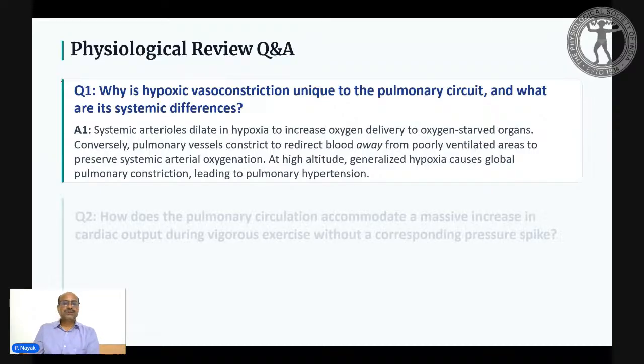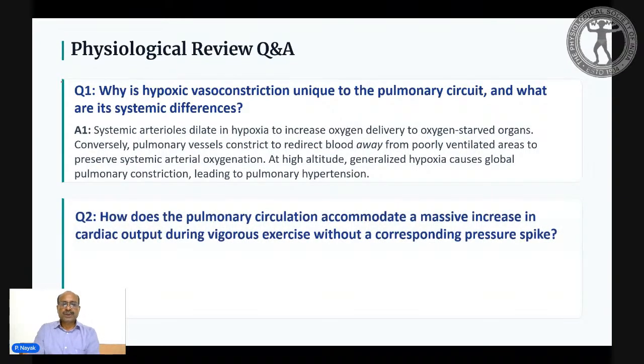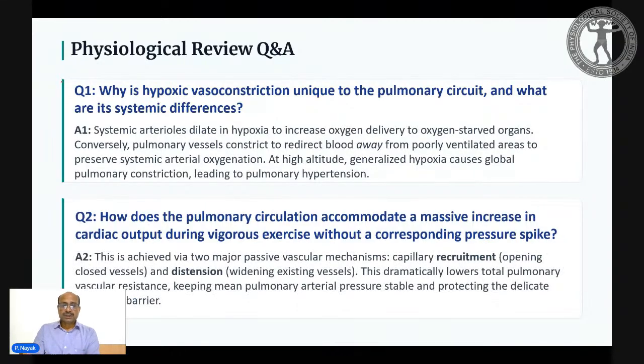This is the mechanism. How does the pulmonary circulation accommodate a massive increase in cardiac output during vigorous exercise without a corresponding pressure spike? Pressure is not increased, but still we can accommodate the same because of distension as well as recruitment. I hope you may have many more questions.